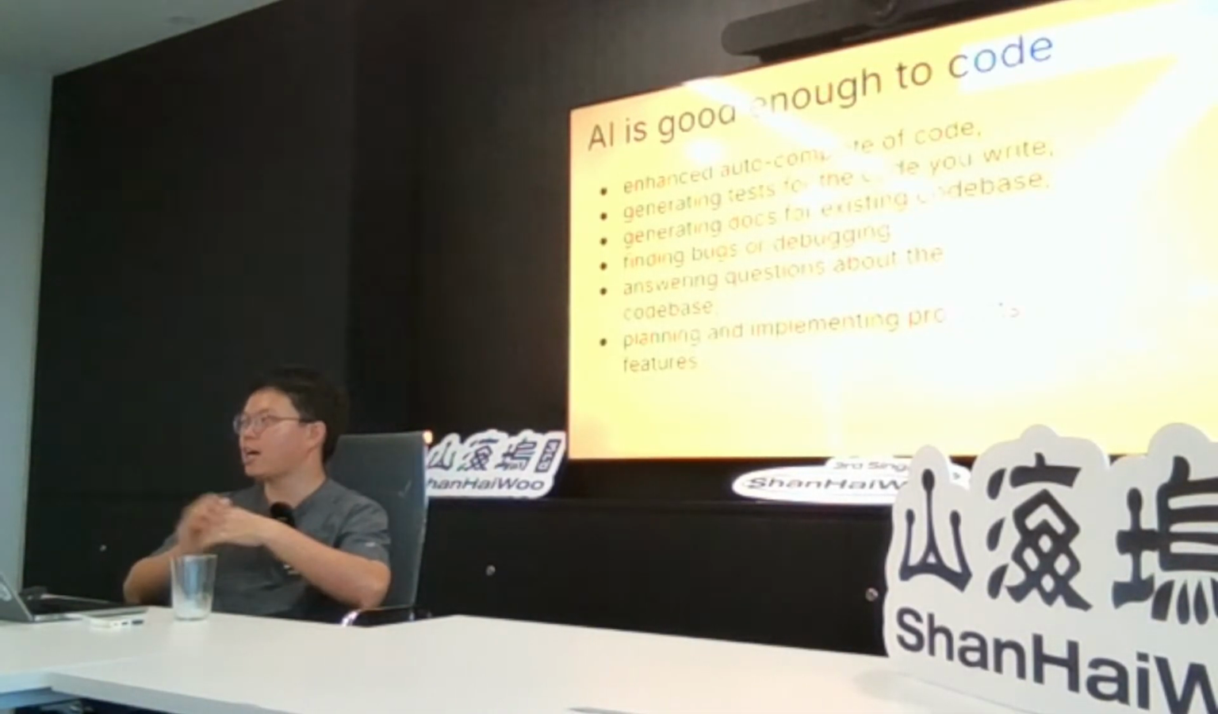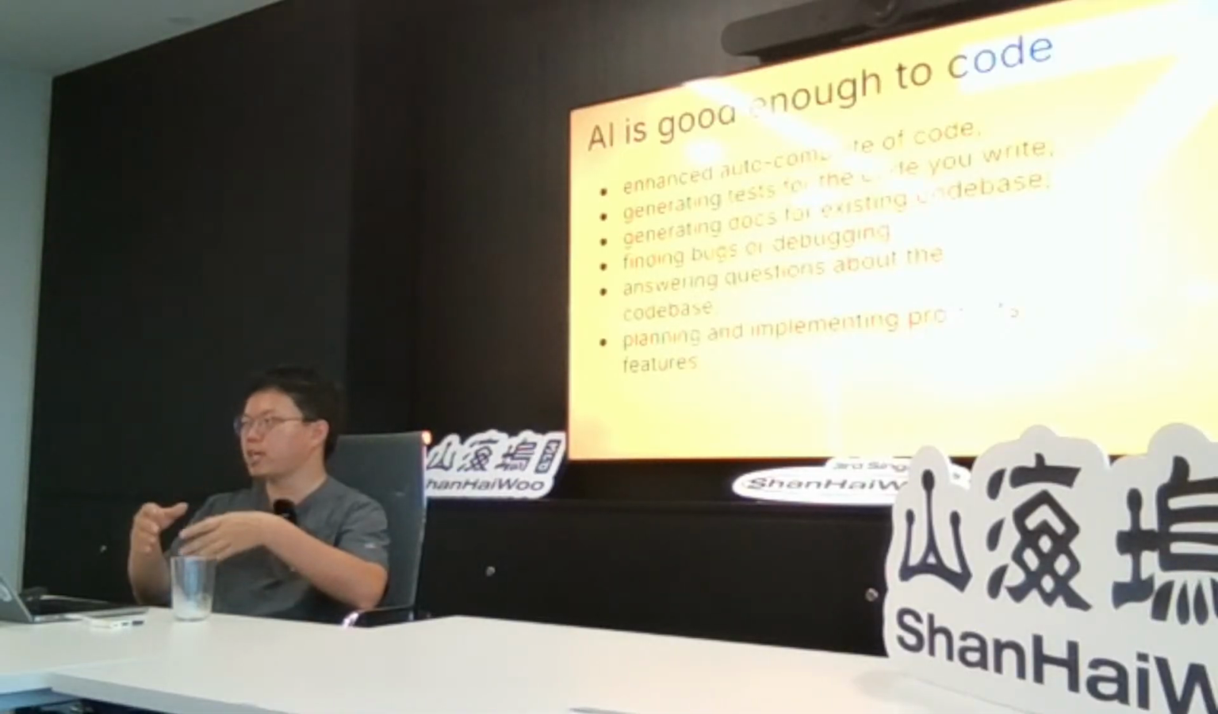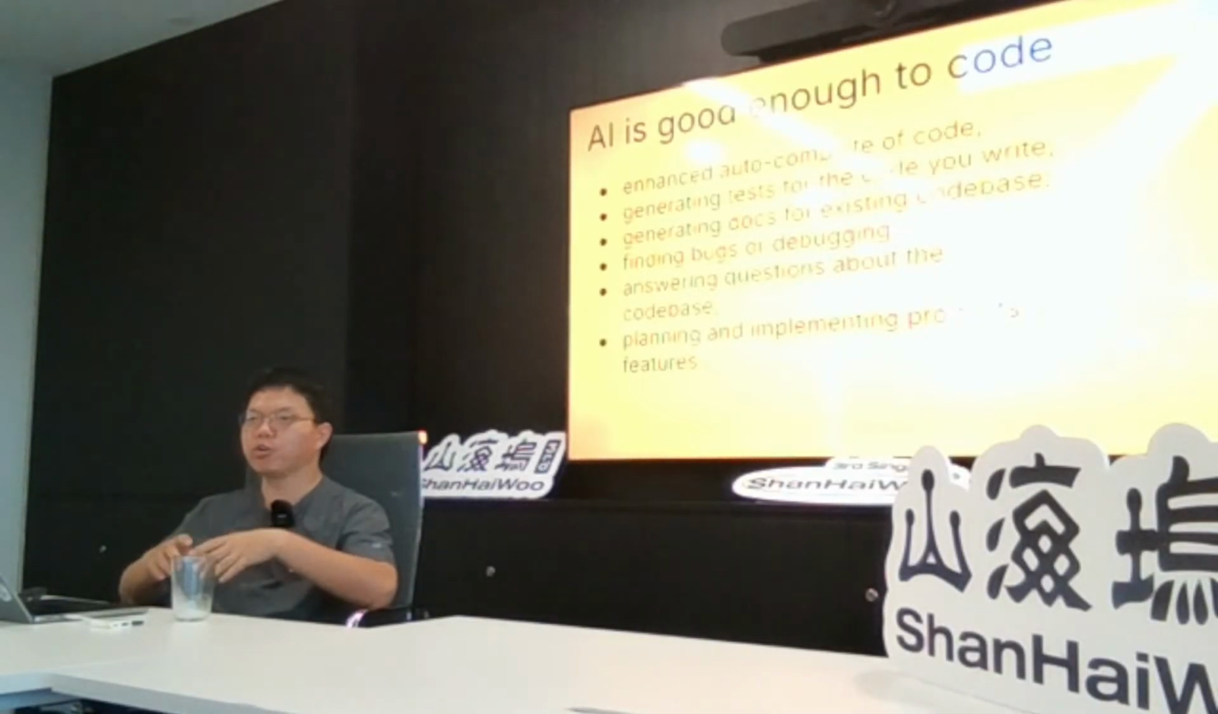If you use Cursor, I think most of you have already downloaded and used Cursor. It can enhance autocomplete of code, so that with tabs, just by tapping, you can see it can generate a lot of code. It's very sensitive to the context, and it can also reuse your code to generate new functions instantly and smartly. And also, AI can generate tests for the code you have written.